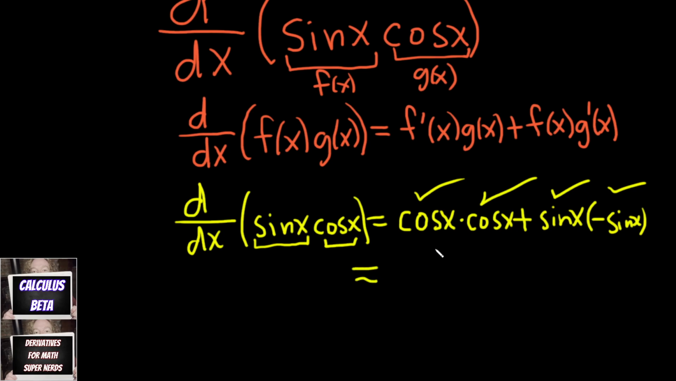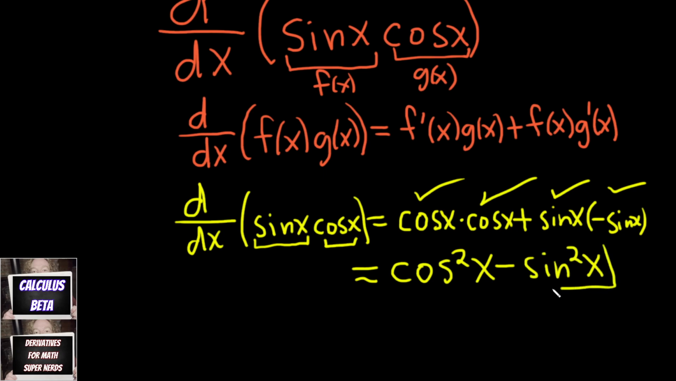So this is equal to, well, let's see, cosine times cosine is cosine squared x. And then sine times sine is sine squared, so this is minus sine squared x. And that would be the final answer to this problem.